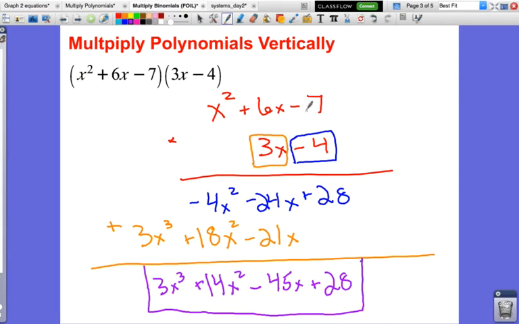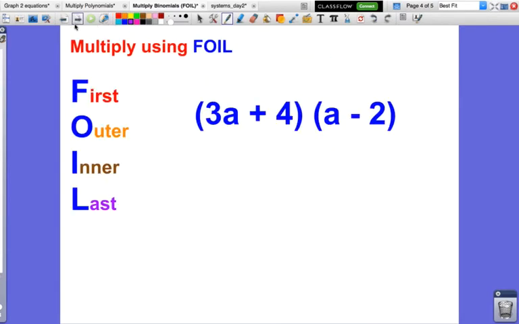And again, we're doing it vertically, just like you've been doing pretty much for most of the time you've been multiplying whole numbers or decimals. I'm going to show you one last method, and that is the FOIL method. So please make sure you get down what the FOIL method stands for. It stands for first, outer, inner, and then last.